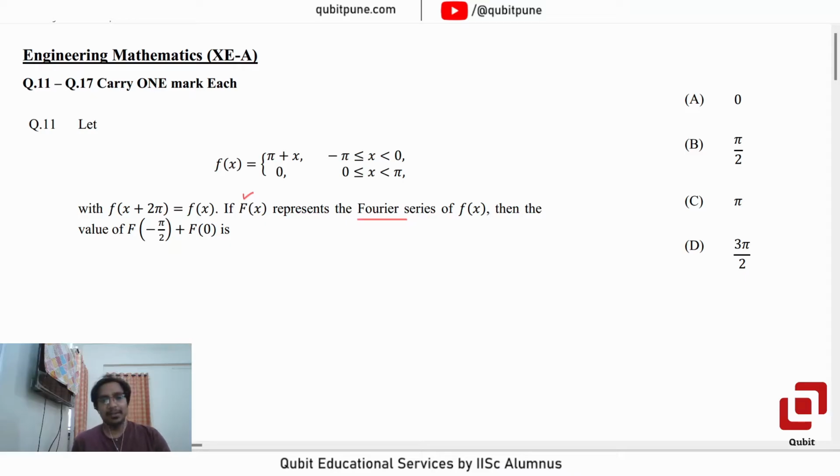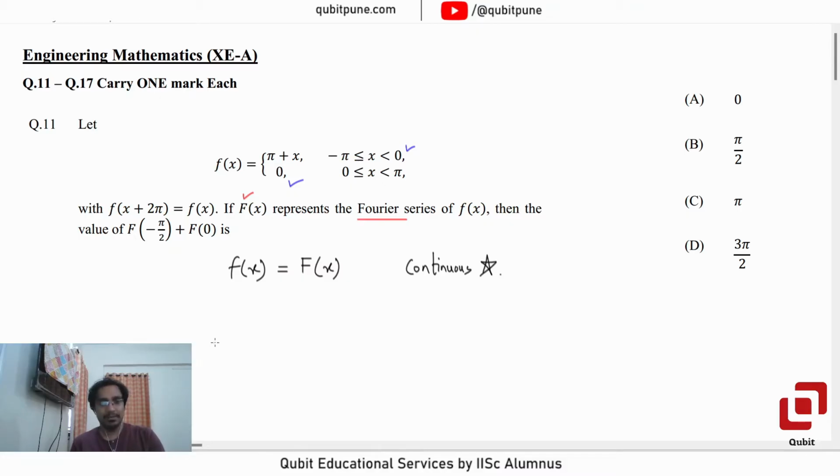Now, obviously you would think that a function and its Fourier series would or should yield the same result. Well, that is true, but that is true only when the function is continuous. So if you look at the function's definition here, the definition is changing at 0. So a possible point of discontinuity is x equal to 0.